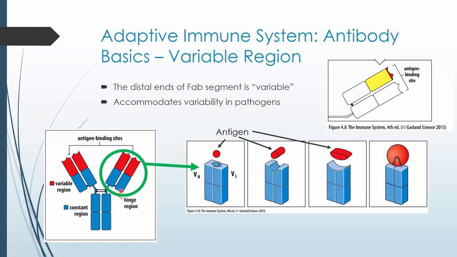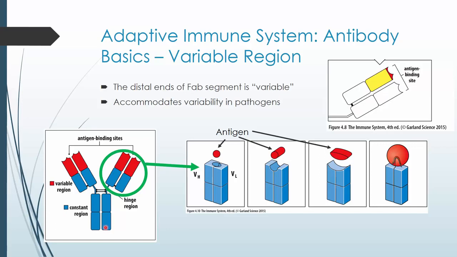And then you have a constant region because once you've tagged something, the immune system needs to be able to recognize it. If an antibody tags a pathogen, all the immune cell needs to know is that a pathogen is tagged. By having a constant region, no matter what the antibody attaches to, immune cells can detect that constant region and recognize it as an antibody.